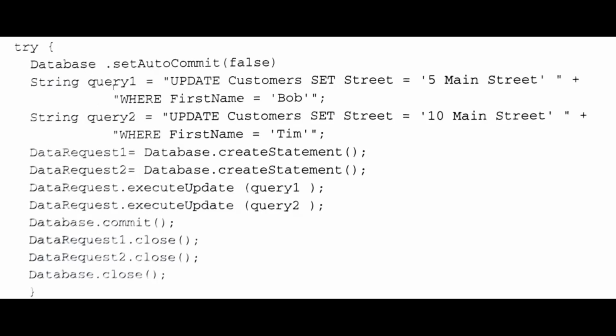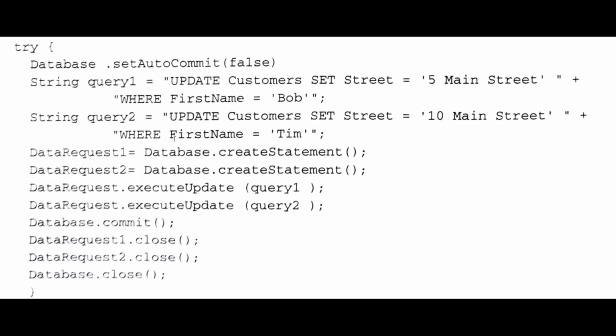Then we are declaring two queries, query 1 and query 2. In query 1, we are updating the customer and setting the street value to 5 Main Street, where the first name is Bob. So Bob's address we are changing. At the same time, using query 2, we are changing the street address of one more person, that is Tim. So for both customers, we are changing their street address. These are query 1 and query 2 that we want to combine together and execute.